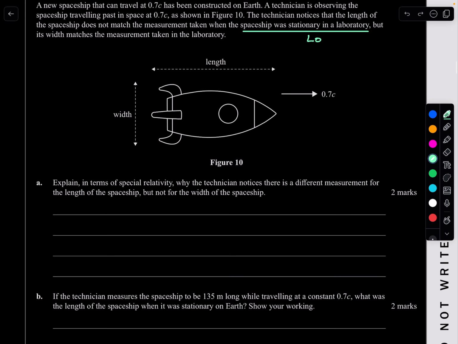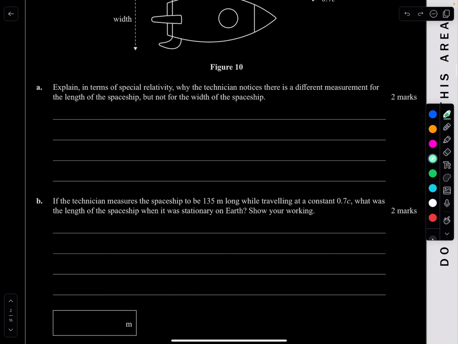Beautiful. Explain in terms of special relativity why the technician notices that there are different measurements. Of course, because one's gone through length contraction for the length of the spaceship, but not for the width of the spaceship. And basically, you just want to talk about how length contraction only happens in the direction of motion. So your width would not be affected. So let's write what we basically said. Let's use this color. I'm just going to put 2 dot points.